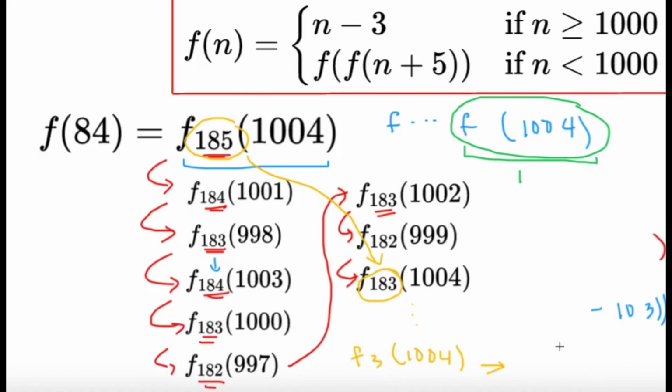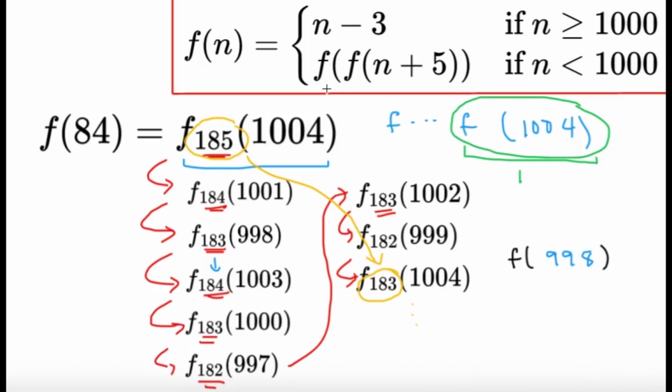But that's okay, because we can evaluate F sub 3 fairly simply now, since F sub 3, as we recall, is just F applied 3 times. So F of F of F of 1004. This is definitely easier than doing this 185 times. F of 1004 is equal to 1001 by this rule. Same thing, F of 1001 is equal to 998. So essentially, you just want F of 998.